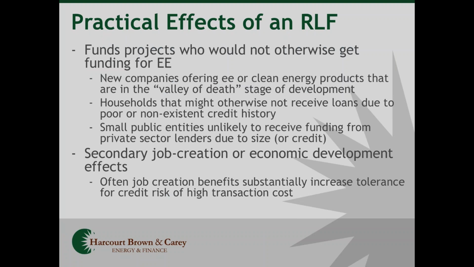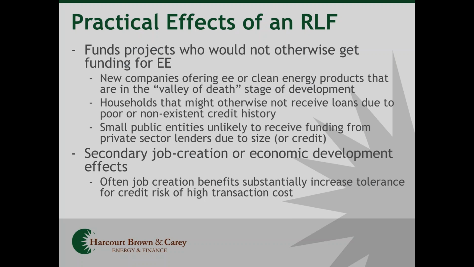So what do you end up with in terms of practical effects of a revolving loan fund? We have seen revolving funds where companies are in what I'll call the valley of death stage. In other words, they've created model number one, prototype one, and moved to an early commercial prototype, but they don't have the ability to develop, say, a piece of a wind turbine that's particularly efficient and new to the market. So in Wisconsin, for instance, some very successful loans were made to get companies over that valley of death stage. Residential, you might have homes that might not otherwise be able to receive loans due to poor or even non-existent credit history. So notice that these are loans that might be made to people who the private sector might not otherwise loan to, right?